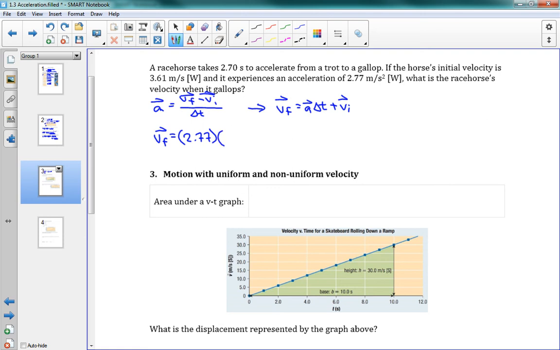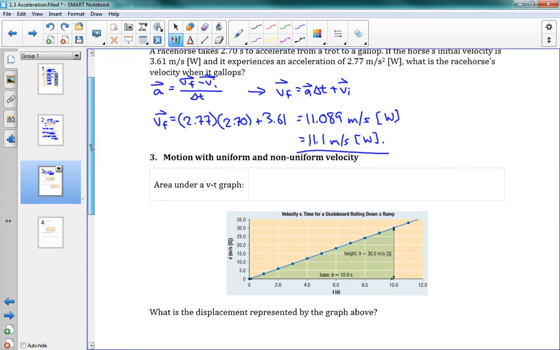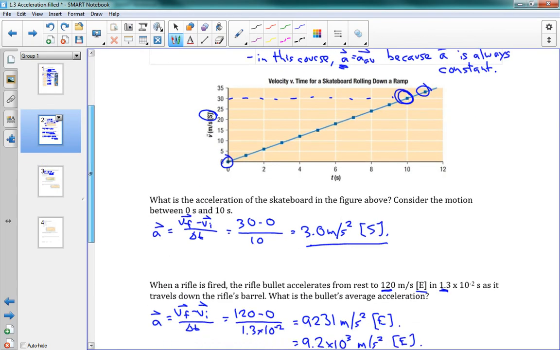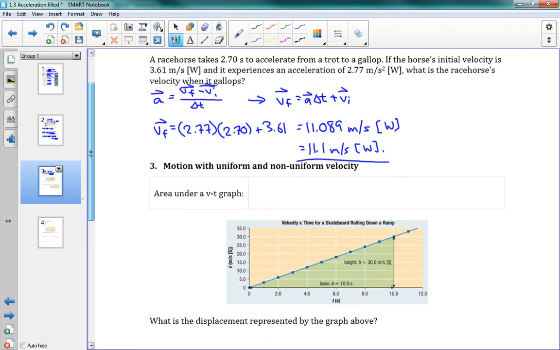Delta t, 2.70 seconds, plus my initial velocity. This gives me 11.089 meters per second west, which I need to simplify to 3 digits. Good. Okay, so that's how we're using this statement of acceleration using our 2 velocity measures, the initial and the final velocity.